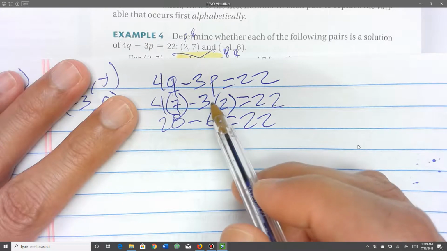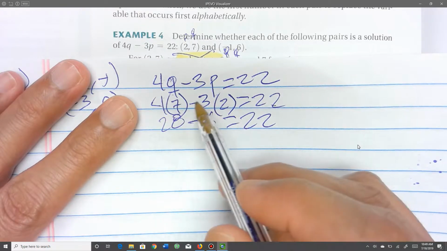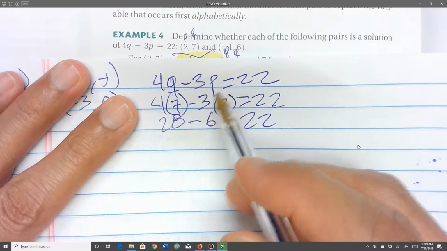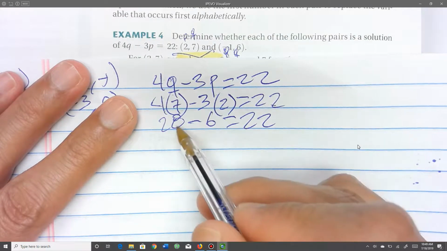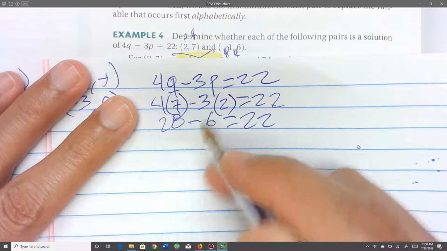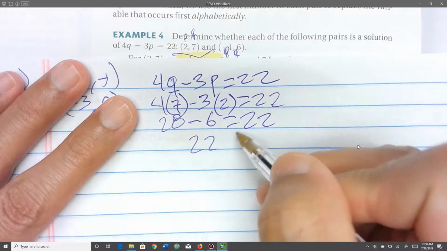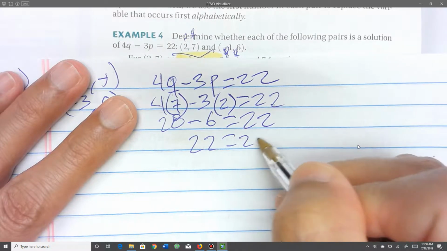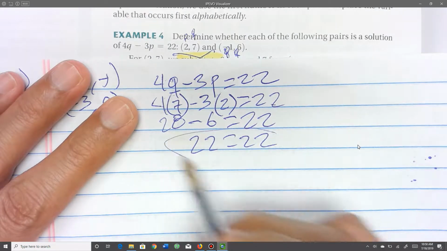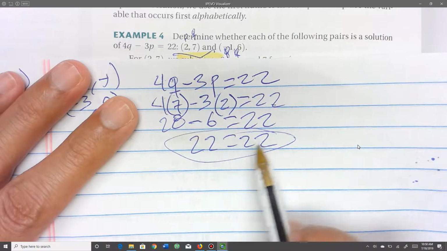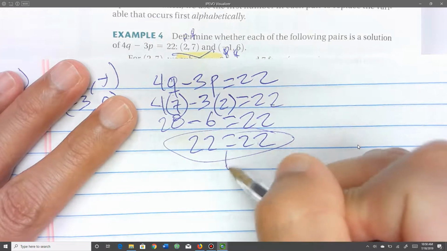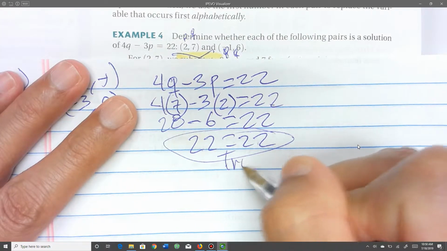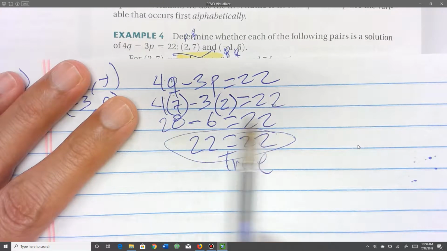Yeah, the other operation is multiplication first. That's why I didn't subtract these two. So be careful there. Now I can subtract. 28 minus 6 is 22. Rewrite everything else, and notice that this is equal to this, so this equation is true, this statement is true.